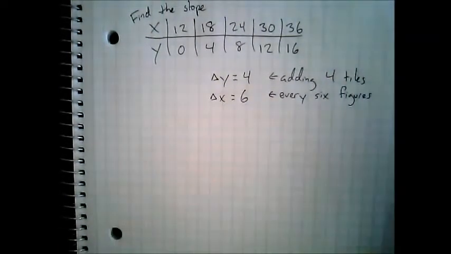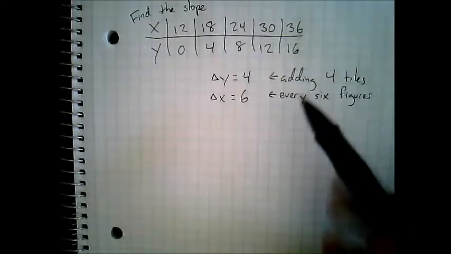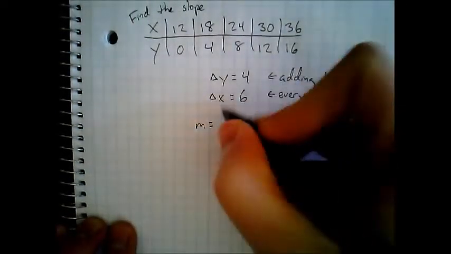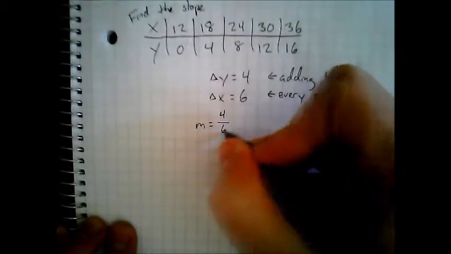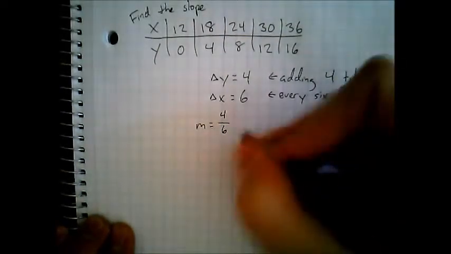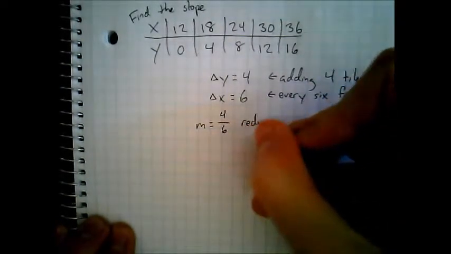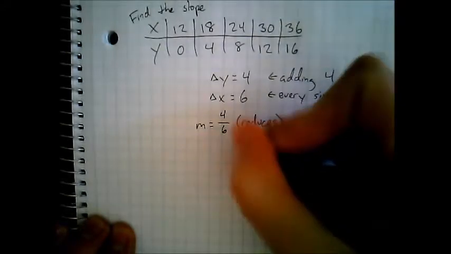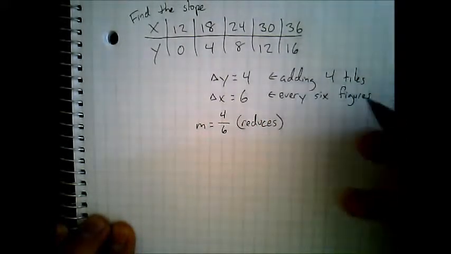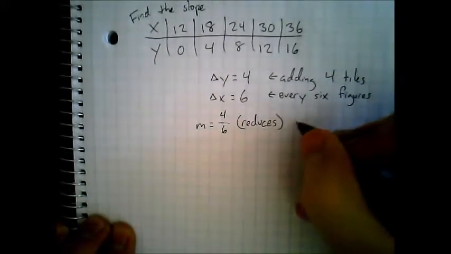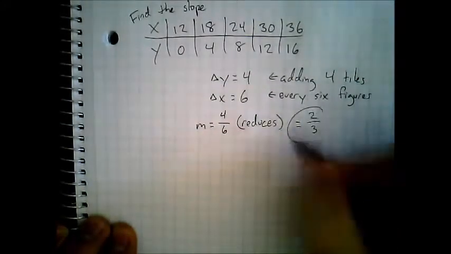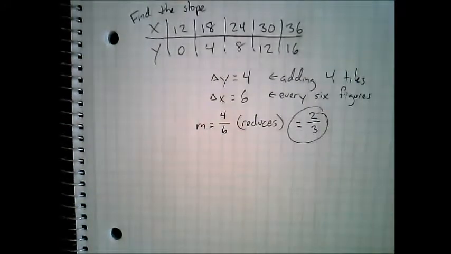Again, we think of this way to understand that the slope is really just a rate of change. Adding 4 tiles every 6 figures sounds like a speed, so we say our slope equals our delta y over delta x. We're adding 4 tiles every 6 figures, so our slope is 4 over 6. Now, in this case, we could see that this reduces. Again, we aren't dividing 4 divided by 6. We're just reducing this as a fraction. Adding 4 tiles every 6 figures is the same as adding 2 tiles every 3 figures. And this is our slope.